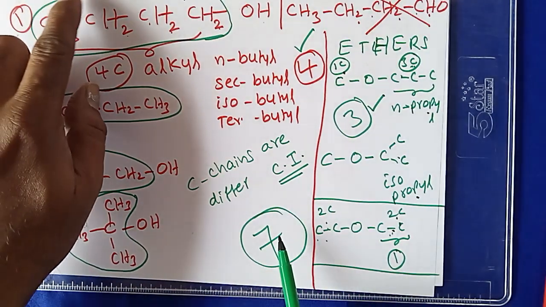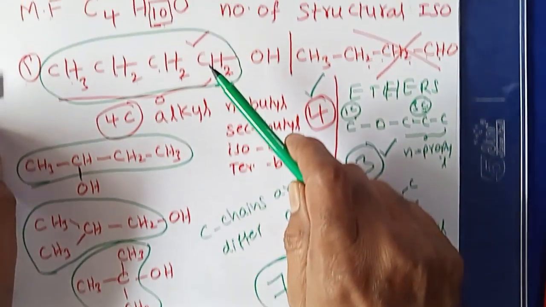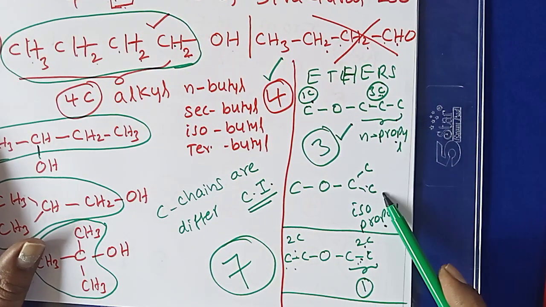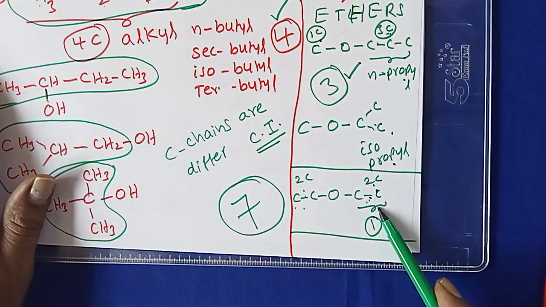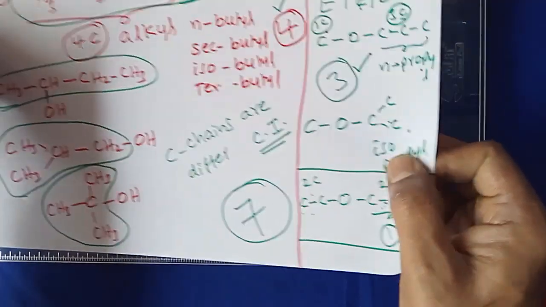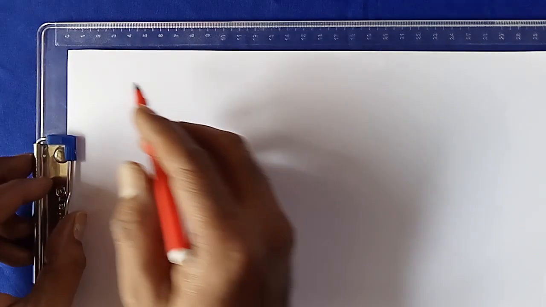This is the trick: 4 carbons alkyl groups are 4 only, 3 carbons alkyl groups are 2 only, 2 carbons alkyl groups are 1 only. That trick you can use. That is the trick here. Next molecular formula.